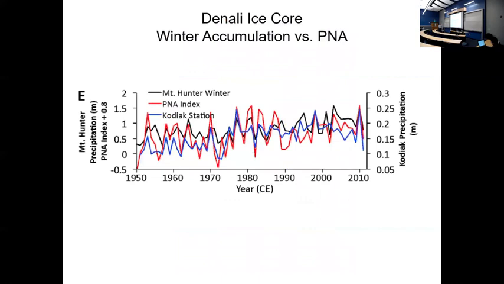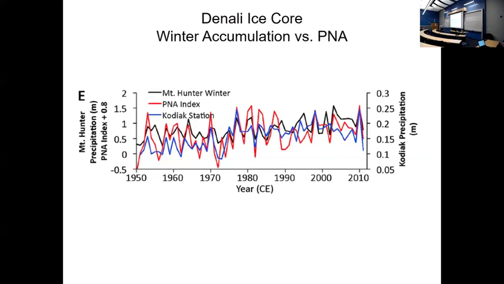So we also wanted to compare this to that Pacific North American pattern that I started you out with. So here we've got the Mount Hunter winter snow accumulation in black. We've got the PNA index, right, which is that measure of essentially the strength of the Aleutian Low, and Kodiak station precipitation. And anybody that works in Alaska knows that there was this really big shift in the Pacific Decadal Oscillation. You especially know about that if you're working on fish, because Pacific Decadal Oscillation is really linked to sea surface temperatures. A lot of work out of the University of Washington.